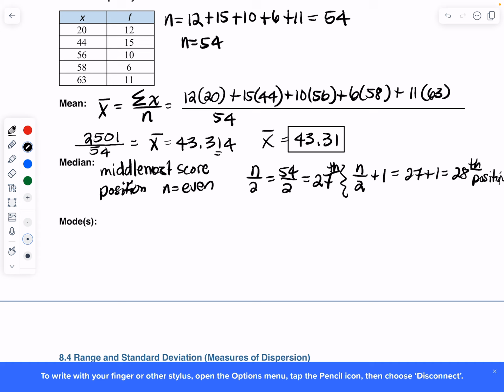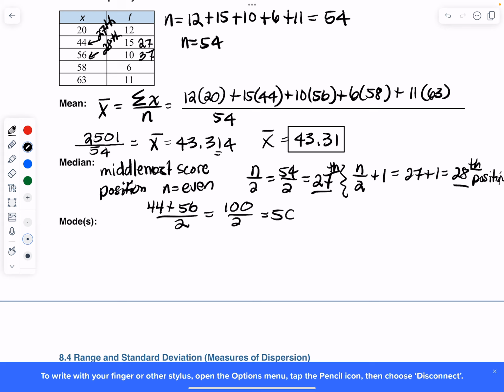So I'm looking for these values, 27th and 28th. So where are they? We got to find them. So 12 and 15 will give me 27. So one of my values is here, which is a 44. Okay, so I'm going to put 44 plus. And then 10 plus 27 will give me 37. So the other position, because look, we need the 27th and the 28th position. So the 27th is 44, and the 28th position is that 56. So 44 plus 56 divided by 2, because remember you're finding the average. Okay, this is 100 divided by 2, which is 50. So 50 is the median of this value.